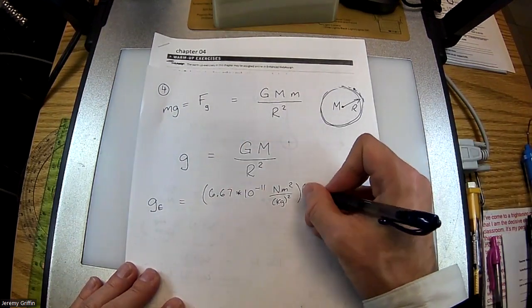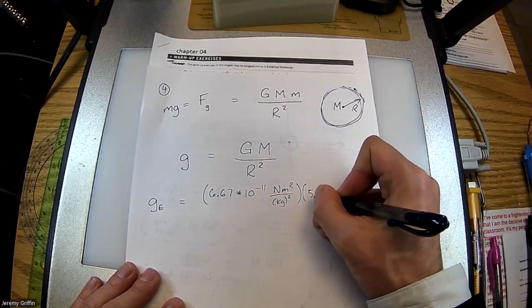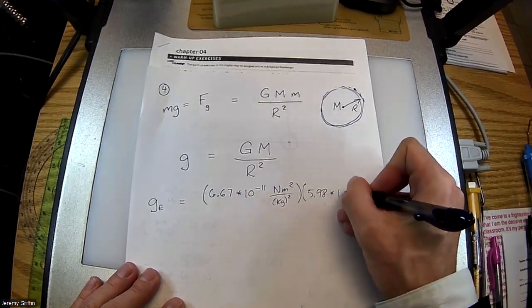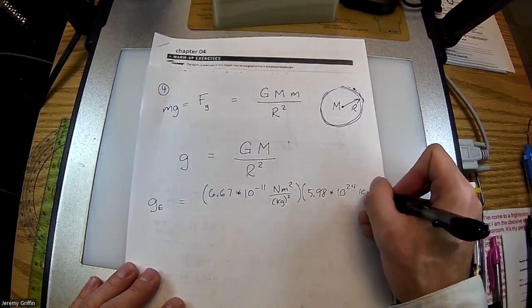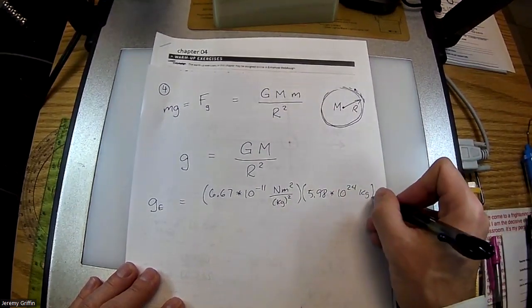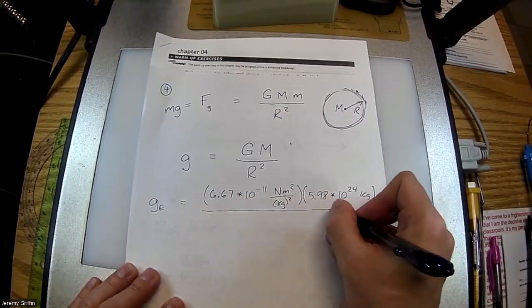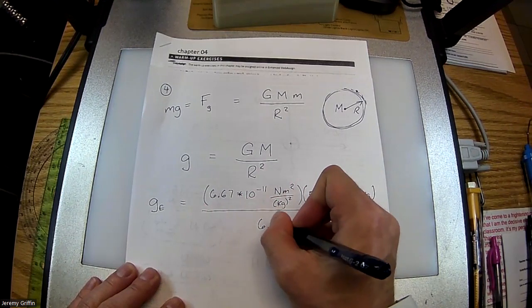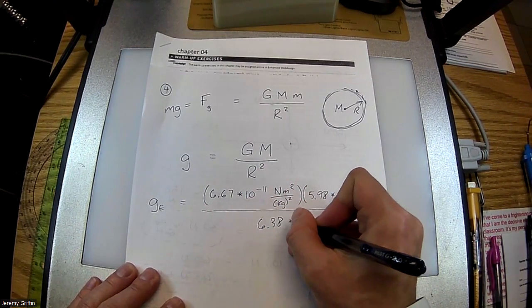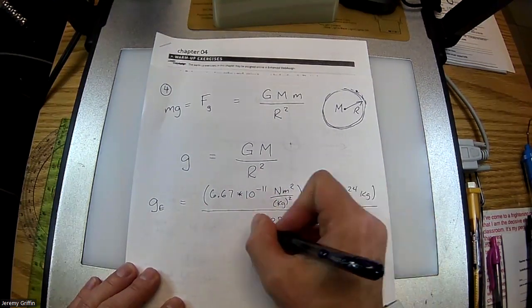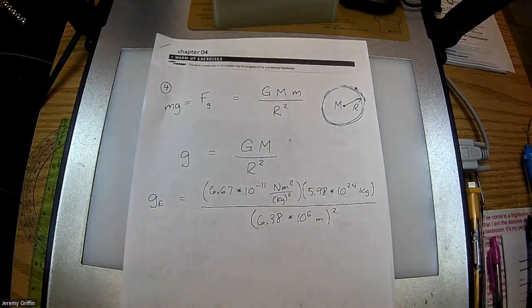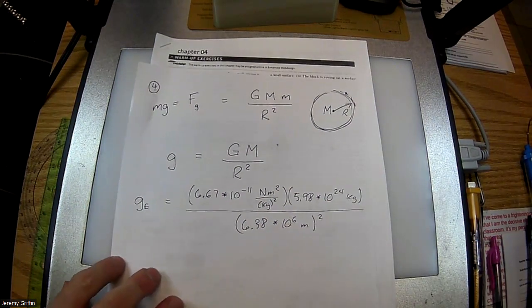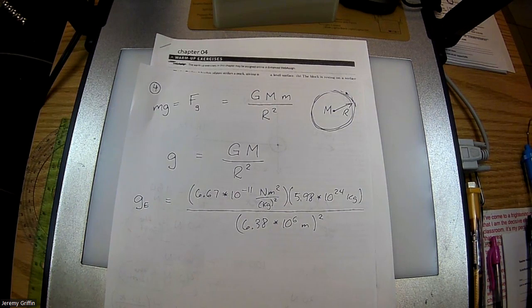But the mass of the Earth is like 5.98 times 10 to the 24 kilograms. I think it's on one of my posters somewhere. And then divide by the radial size of the Earth, which is like 6.38 times 10 to the 6 meters, right? And then we're going to square that. Now, you guys know what number is going to pop up in my calculator if I punch that in. There's only one number that could ever be. And what is that going to be? Yeah, about 10 meters per second squared, right?